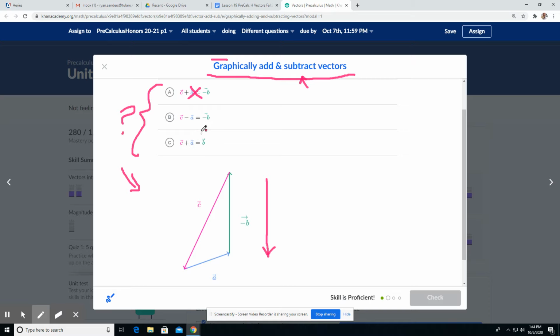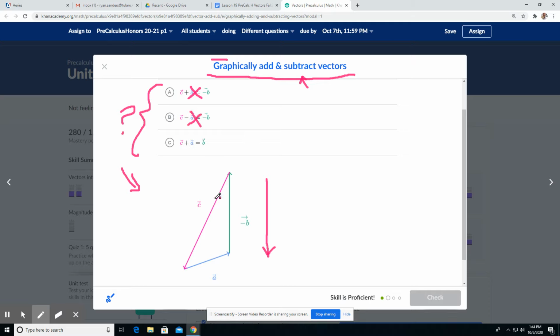C minus A equals negative B. Let's see. So here's our C. Minus A would be going the other direction. So it'd be like shooting off over here or something. So it would be going the other direction. I say no on that one, equals negative B.